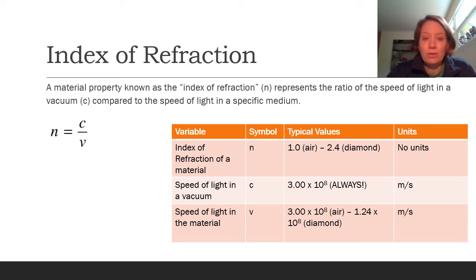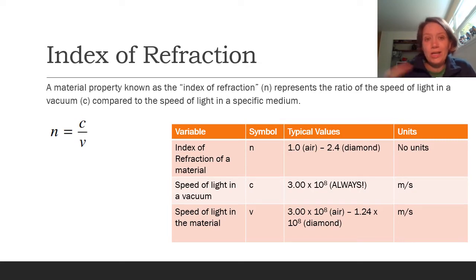There are no units for the value of n. That's because it's a ratio, and as you'll see, c and v both have the same unit, so they cancel out. C in this equation represents the speed of light in a vacuum. It's not a material constant, it's a universal constant. It's always 3.00 times 10 to the 8th, no matter when you see that variable in an equation, and the units are meters every second. And then v is just the velocity of light. It's the speed of light in the material.